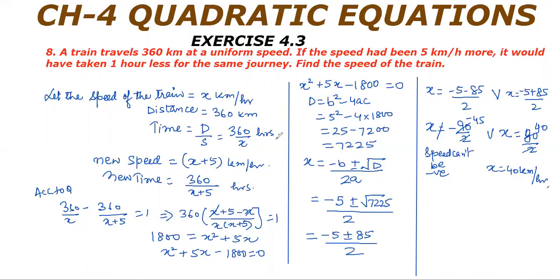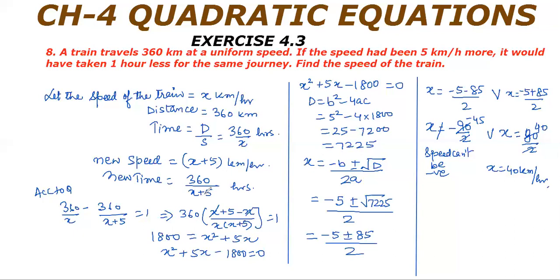Now he has changed the speed. The new speed of the train is 5 kilometer faster, so it will be x plus 5 kilometer per hour. But the train is covering the same distance with the new speed. As the speed is increased, time would be a little less. We will calculate the time using the same formula, distance upon speed. The distance is again the same 360 kilometer, but the speed has changed, so we will divide it by x plus 5, and this will be the new time. As the speed is increased, this new time will decrease.